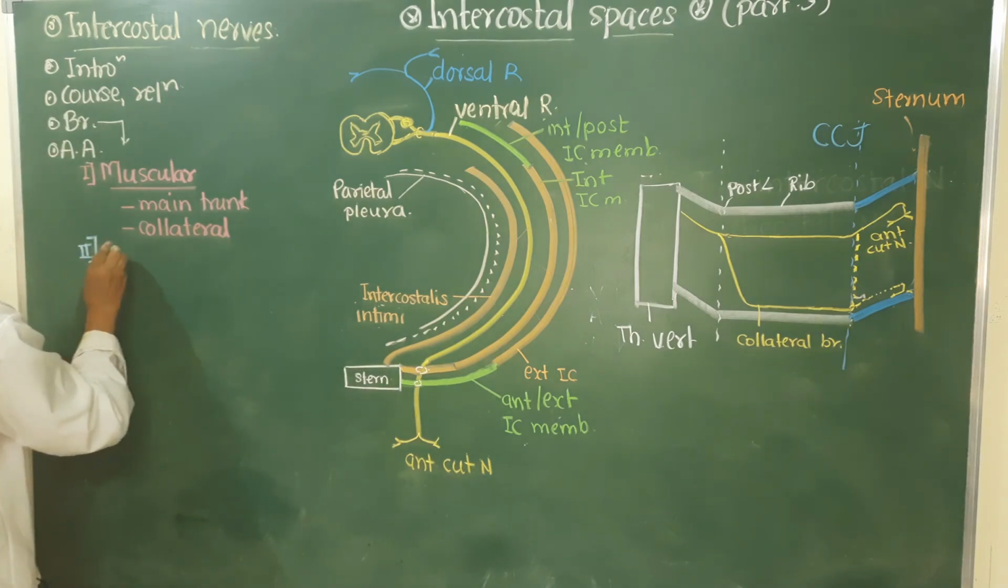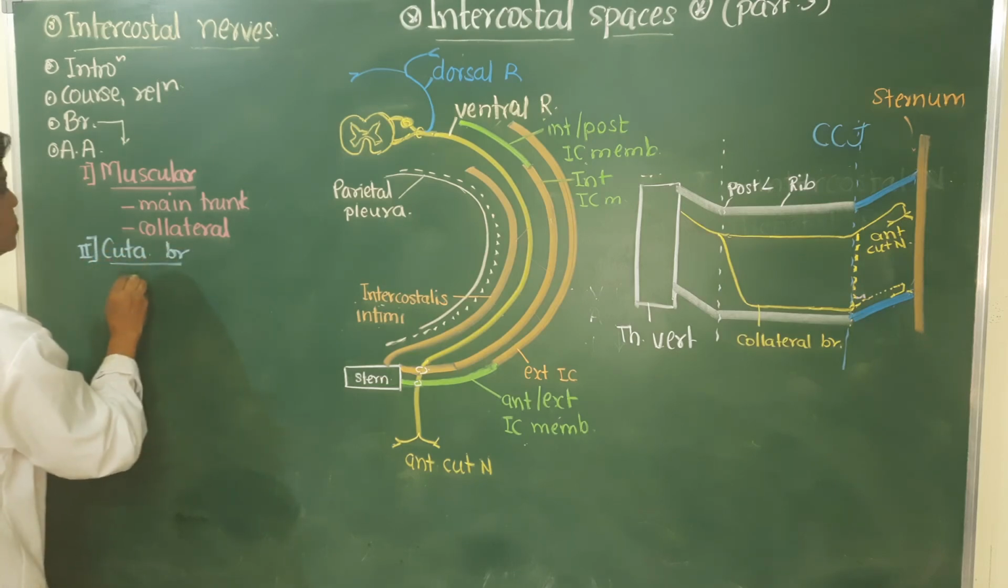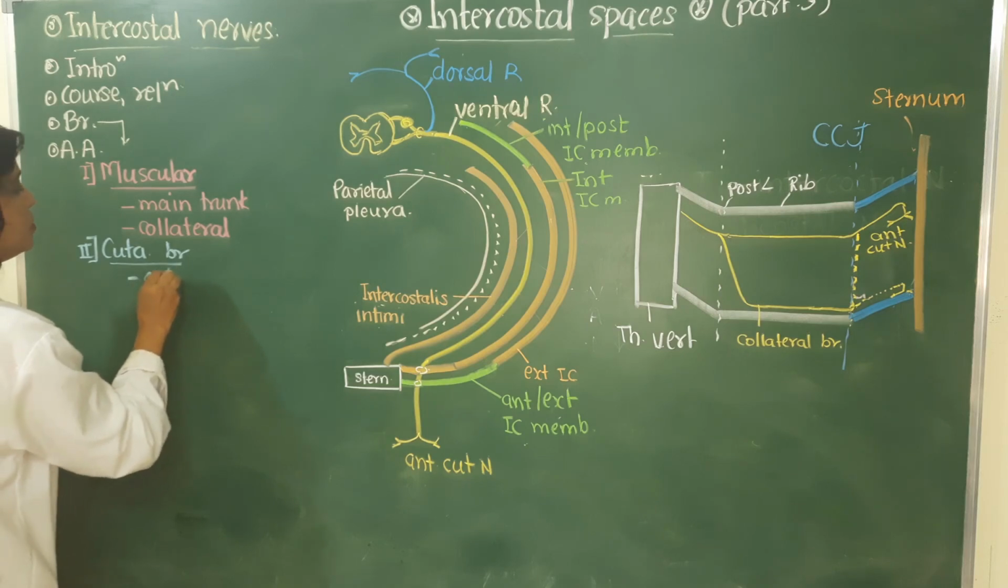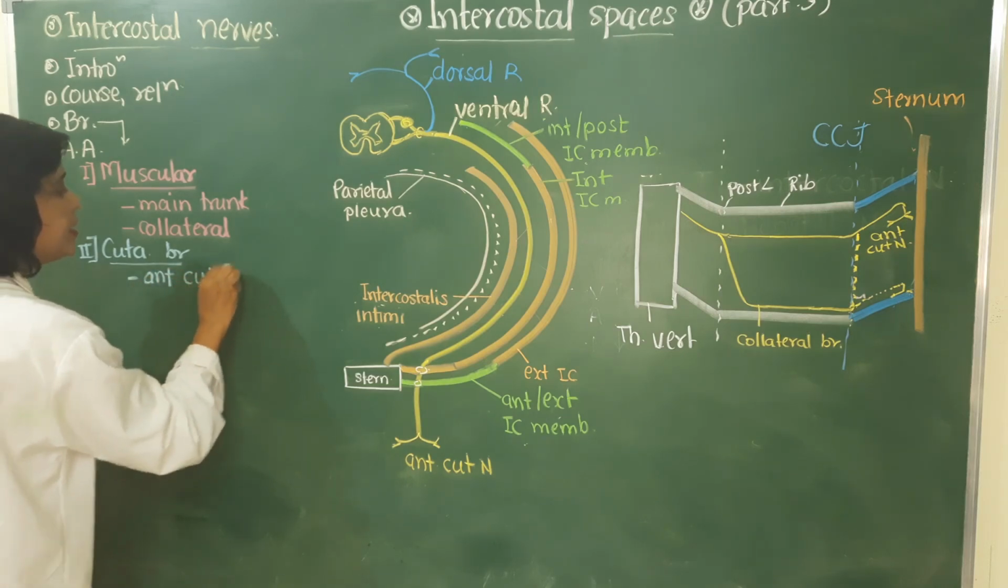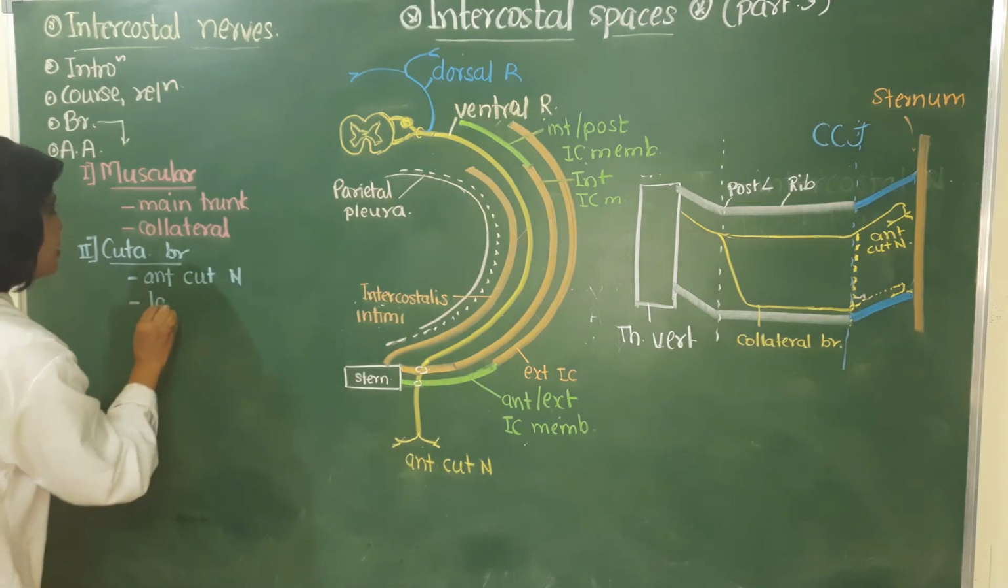Then the other set we will see is the cutaneous branches. There are two. The anterior cutaneous, as you know, is the nerve itself continuing as the anterior cutaneous nerve and supplying the anterior aspect of the thorax, and the lateral cutaneous nerve.